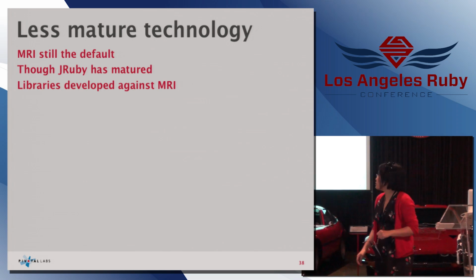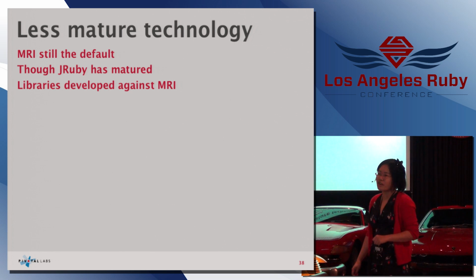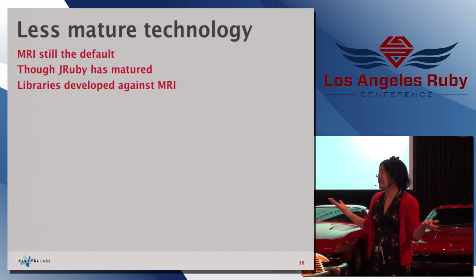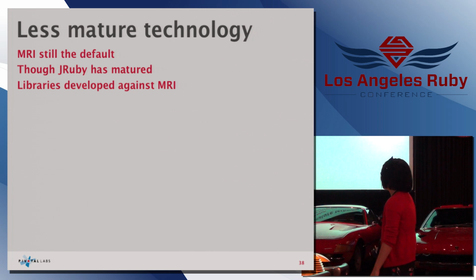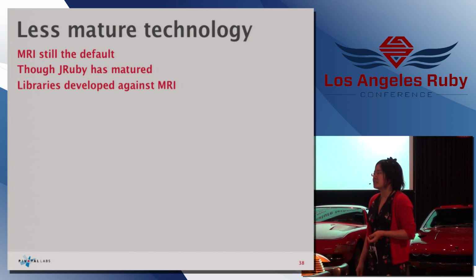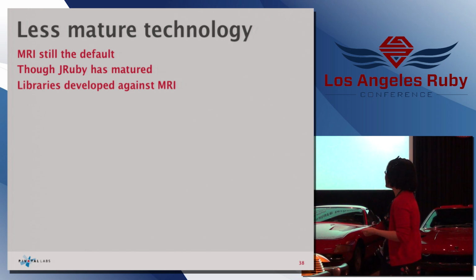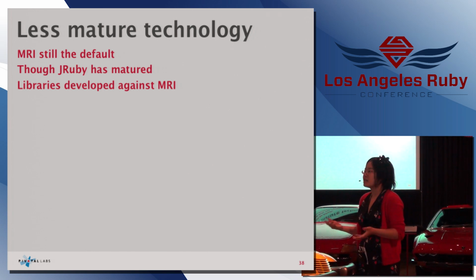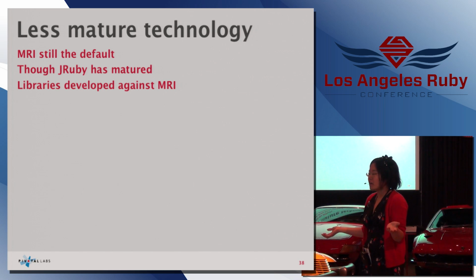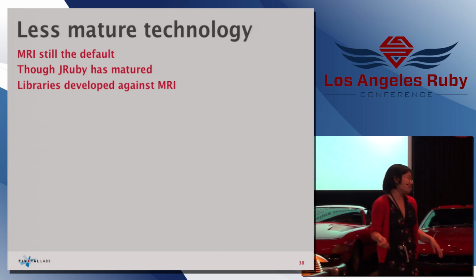Another downside about using JRuby is that it's a less mature technology. MRI is still the default, and it has been for the past 20 years of Ruby. JRuby has definitely matured a lot in the past few years, and the JRuby core team is really responsive to bugs that we have reported. But this is still a problem because, for instance, libraries are developed against MRI. So there may be bugs in libraries that come up only when you're using JRuby, and that's really annoying because you have to fix that problem yourself.